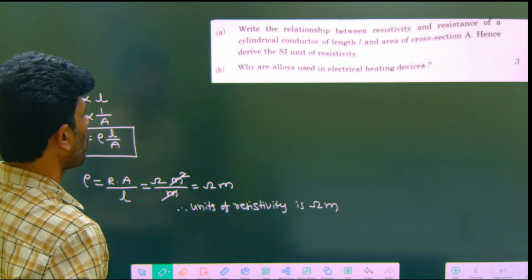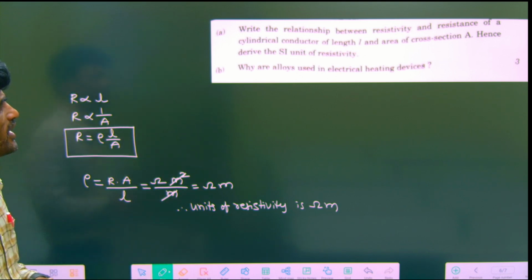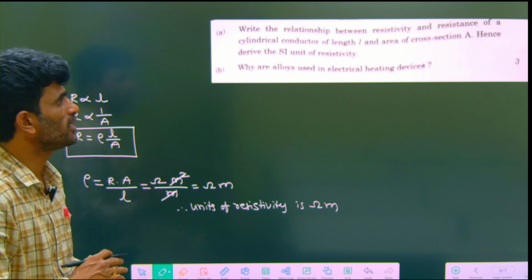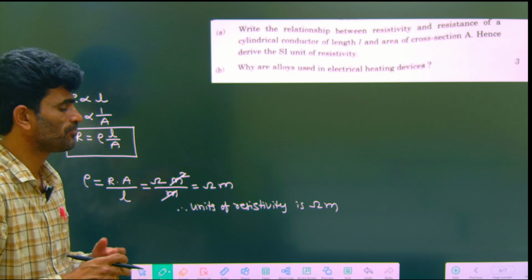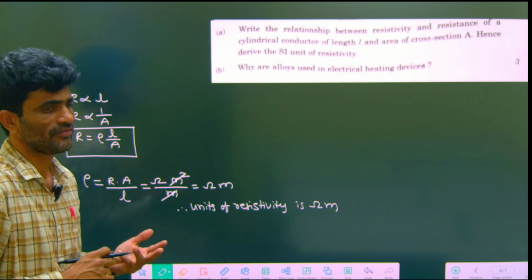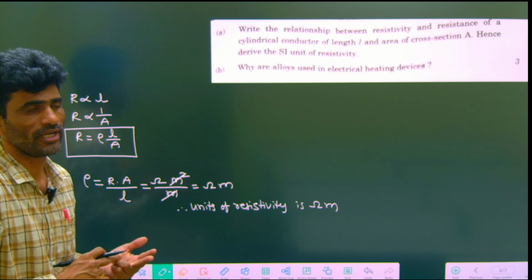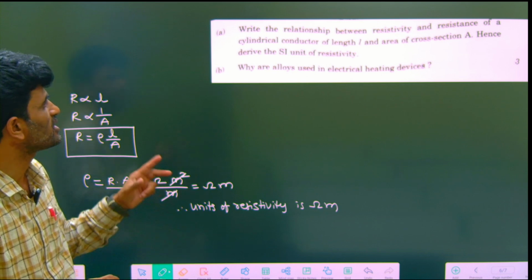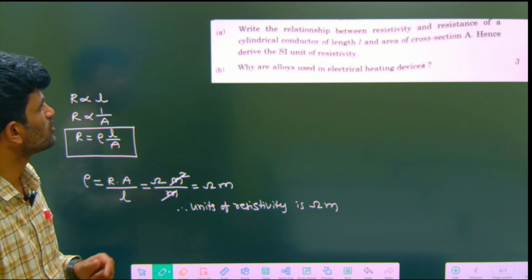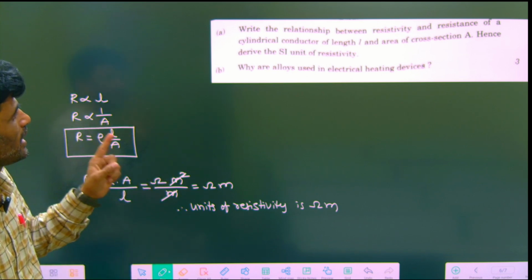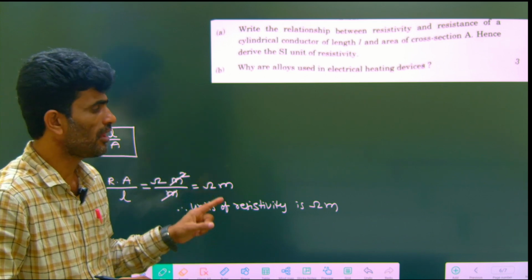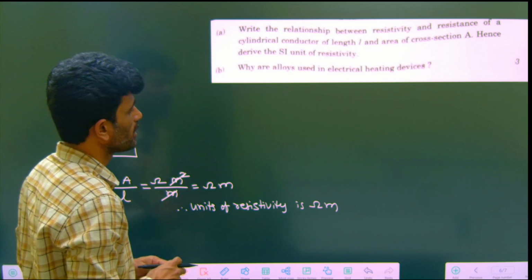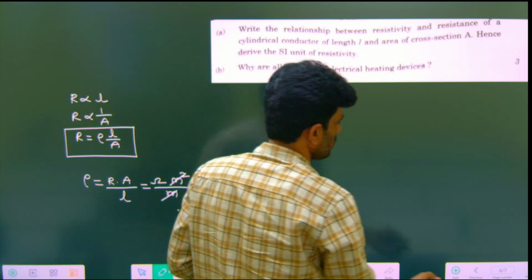And one more, why are alloys used in electrical heating devices? Because heating devices must have high resistivity and high melting point. Alloys have high resistivity and high melting point. That's why they are used in heating devices. You can write that reason: because alloys have high resistivity and high melting point, that's why alloys are used in electrical heating devices. If you write that, you will get 3 marks here.